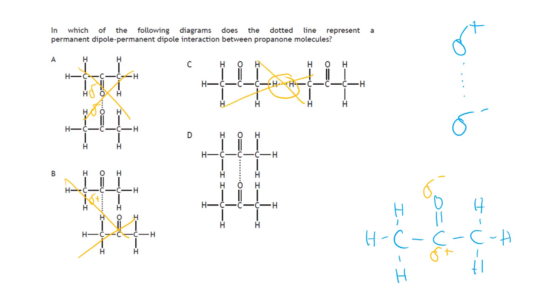So hopefully in this final one, well, delta negative, delta positive, delta negative, delta positive, our bond is between a negative and a positive, so that is our correct one. So remember, a dipole-dipole, permanent dipole interaction and a hydrogen bond are both between a delta positive part of one molecule and a delta negative part on a different molecule.